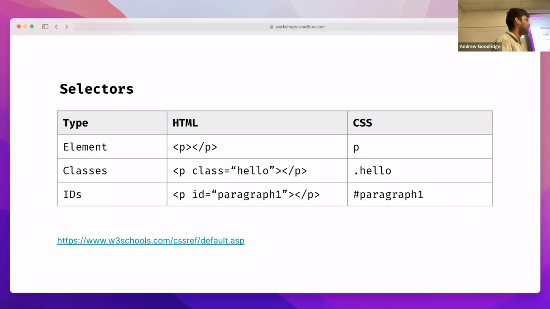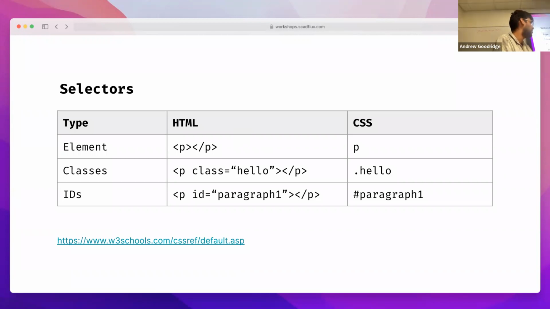And then IDs. IDs can only be given to one object in the whole page. So classes can be given to many things. IDs can be only given to one person. So my ID might be my name. So a paragraph with the ID of Varun. So I can be like Varun, wear blue. And the way that you select an ID in CSS is with the, not ampersand, sorry, a pound sign. Again, you can reference W3 Schools. They have all of the different selectors.